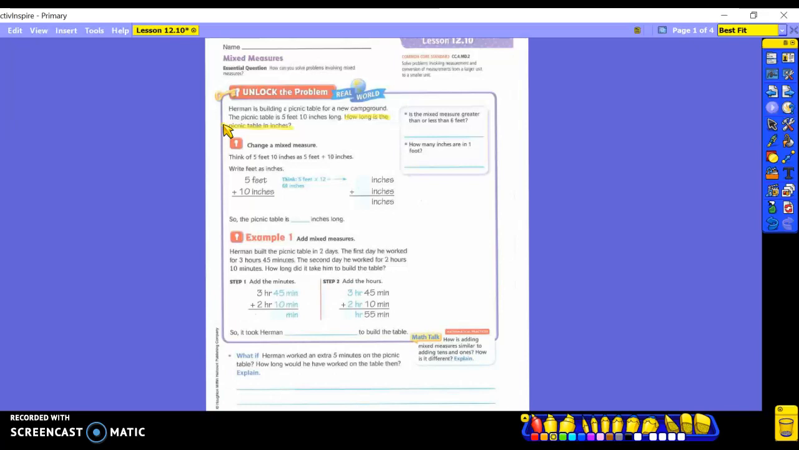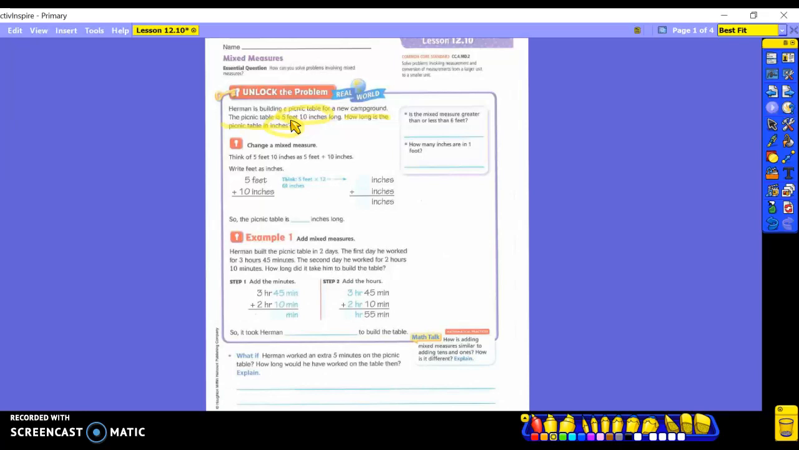What's the information they gave us? Kenzie, what did they give us? 5 feet 10 inches long is what they gave you for the picnic table measurement. And what are they wanting it in? In inches alone. So you need to circle that also. So we have to change our 5 feet 10 inches into all inches.